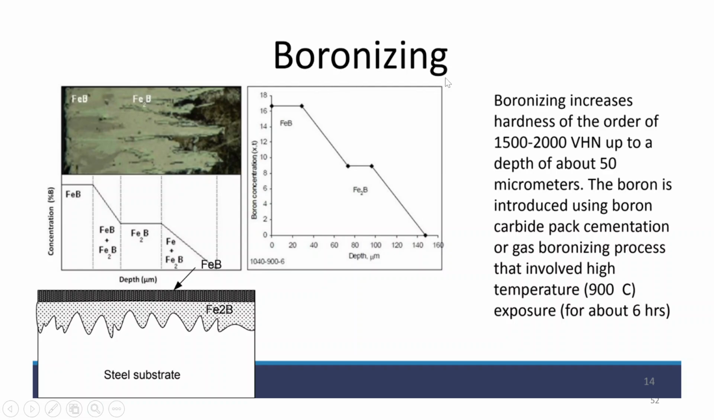Then you have boronizing. In case of boronizing, it increases hardness of the order of 1500 to 2000 VHN up to a depth of about 50 micrometers, and the boron is introduced using boron carbide pack cementation or gas boronizing process, which involves high temperature up to 900 degrees Celsius and exposure for about 6 hours. So here you can see boron concentration will keep on decreasing as you move away from the surface.